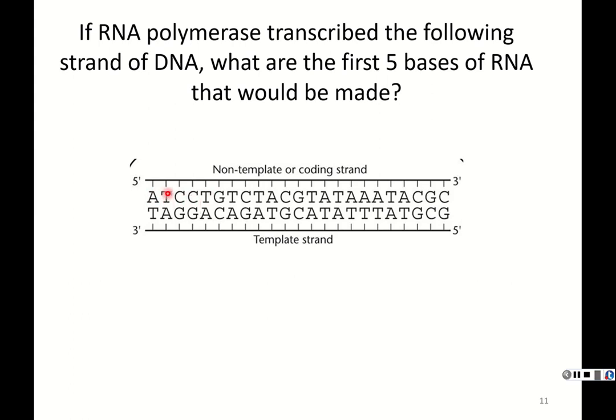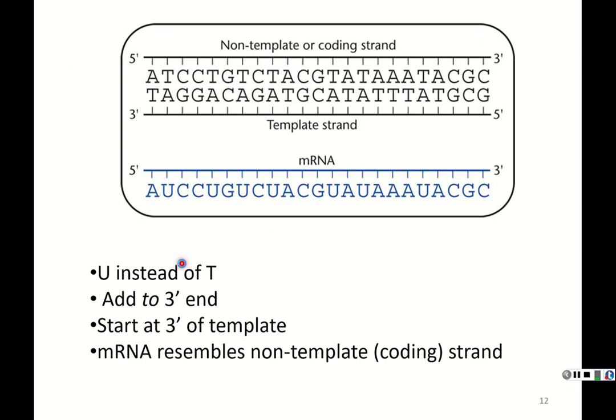Remember, U is going to be used in our RNA instead of T. It's going to follow the same sequence as our non-template or coding strand, and that's because it's using the template strand as the pattern. So this would be our messenger RNA that would be created from these two double-stranded DNA strands if this was the template strand.